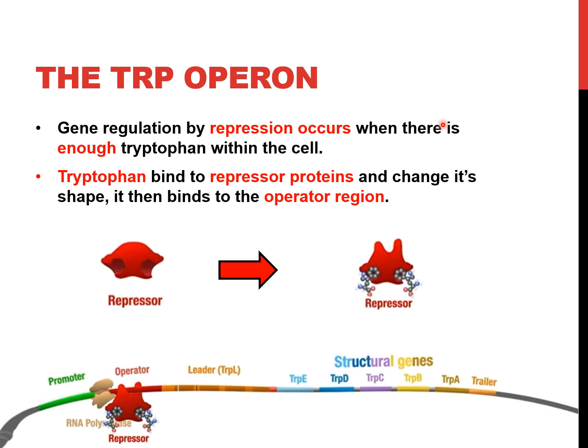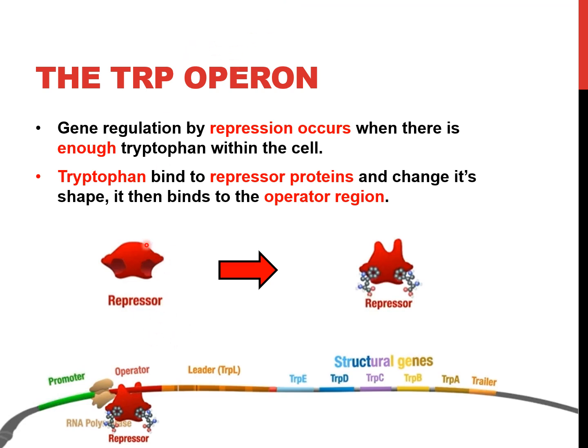And this occurs when there is enough tryptophan within the cell. Okay. So there's enough tryptophan floating around, free floating as amino acids do within the cell cytoplasm or cytosol. All right. If it's floating around and it doesn't need to be created, that would be a waste of energy to create it.